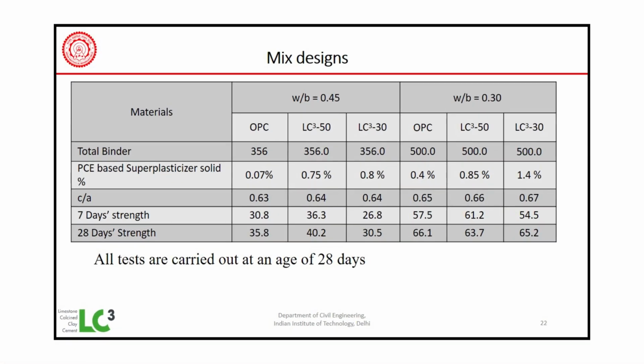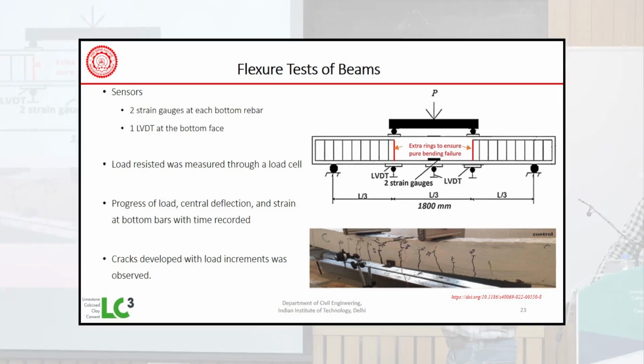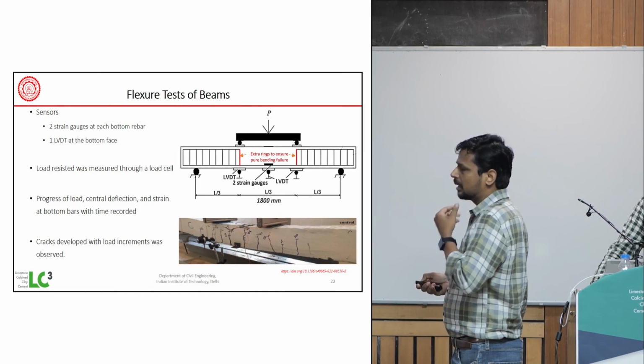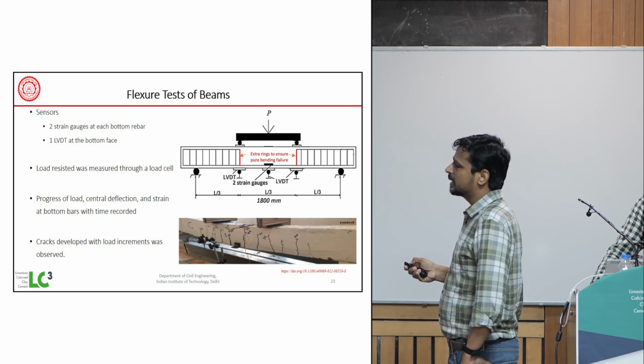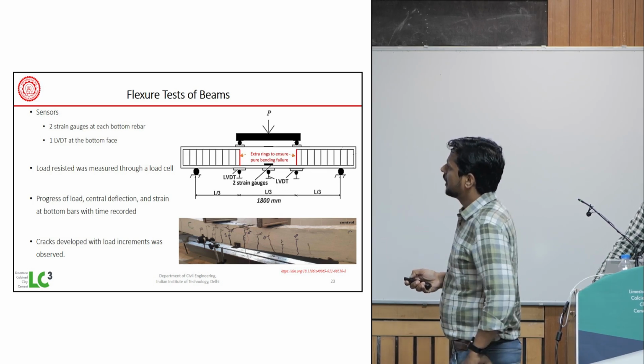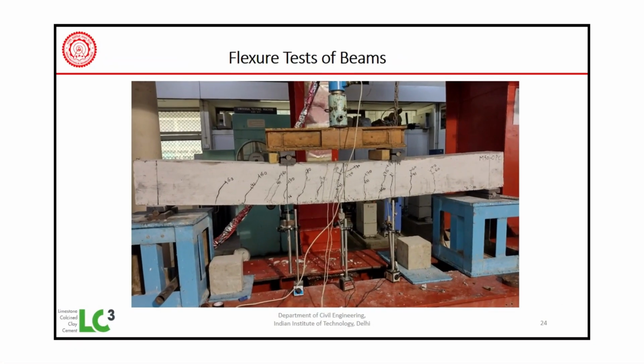So these are the two mixes we used. We kept the total binder content same. So this is the beam, and we keep on applying load here, and we measure how the cracks are developing, how the beam is deflecting with the help of these three LVDTs. We have installed two strain gauges in the bottom reinforcement bars, and we measure the strains as well. So this is an example of one of the beams that we tested there.